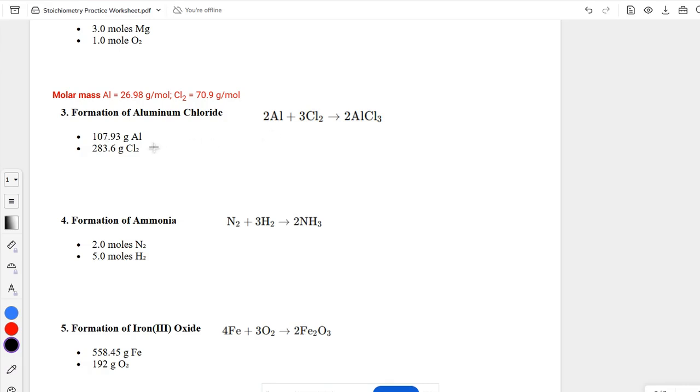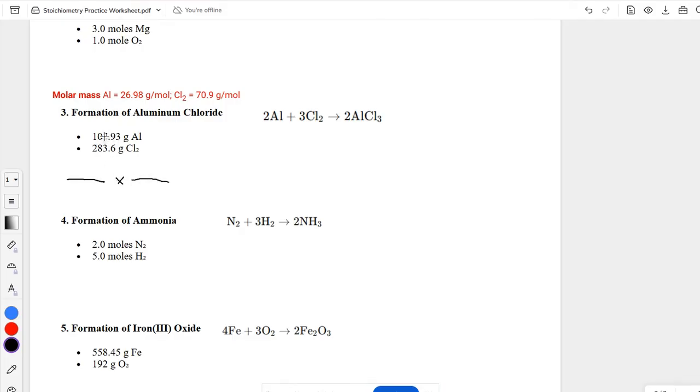All right, so we're going to try to find out what the limiting reactant is. So we got 107.93 grams of aluminum. We have 283.6 grams of Cl2 chlorine gas. So here's our molar mass right here. So the first thing we got to do is turn both these numbers into moles. So I got to turn 107.93 grams into moles.